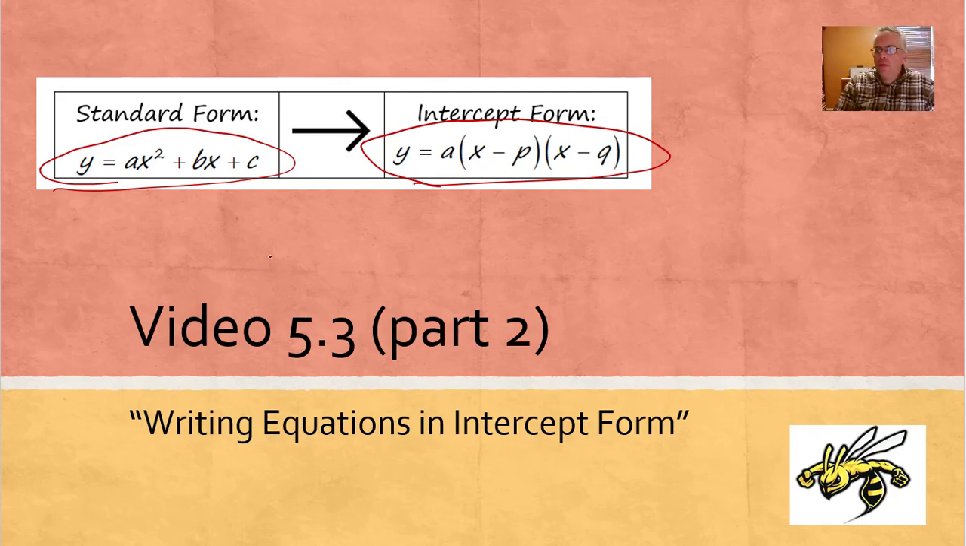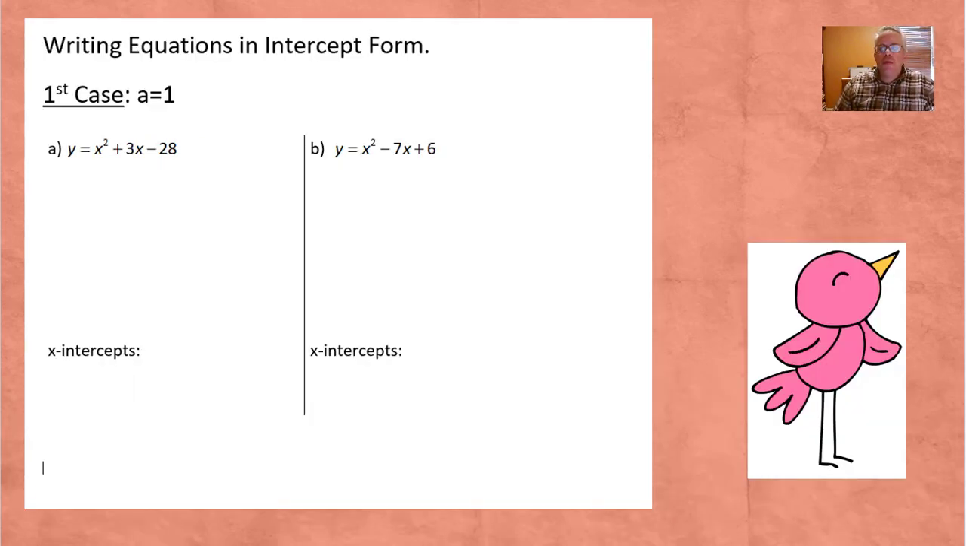Hello, this is Mr. Miller and welcome to video 5.3 part 2, writing equations in intercept form. We're going to take equations that are written in standard form and convert them to intercept form, which is basically factored form. So a lot of factoring in this. We're going to start with the nicer case, when the leading coefficient a is equal to 1. For instance, here we see this is a monic trinomial, and all we have to do is just factor it to put it in intercept form.